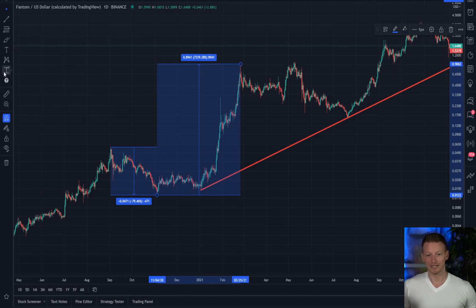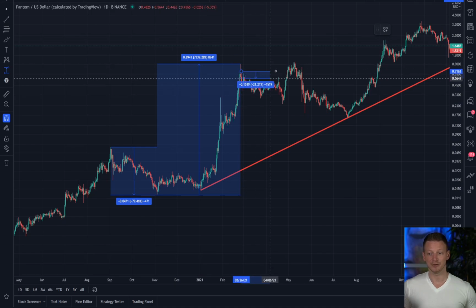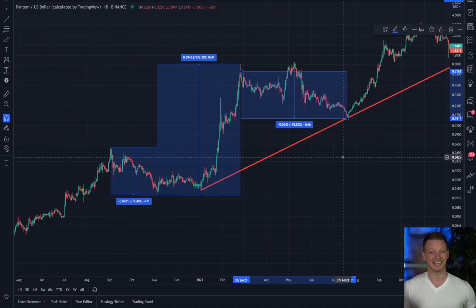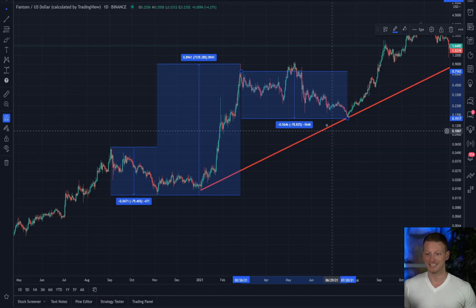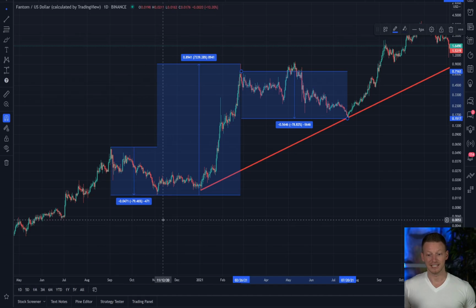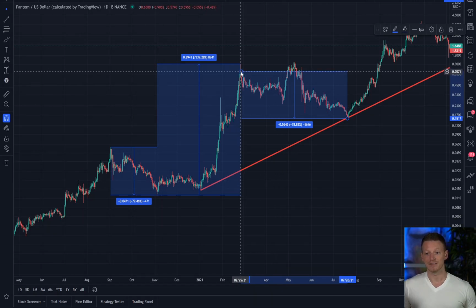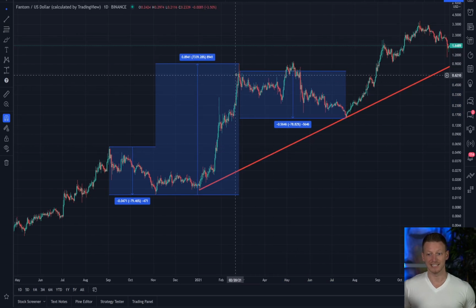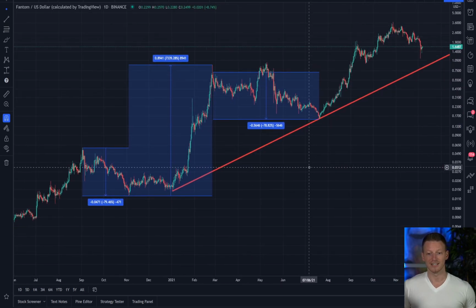Now, from that point, yet again, Fantom gave you another opportunity because it corrected down 80%. Okay. So we've so far seen in the span of less than a year an 80% correction down in just 2 months, then a 7,400% move to the upside in 3 or 4 months. And then we went from where we were at a high at 89 cents all the way back down to 15 cents for an 80% correction, again, in the span of about 4 to 5 months. Okay, so just these massive swings.